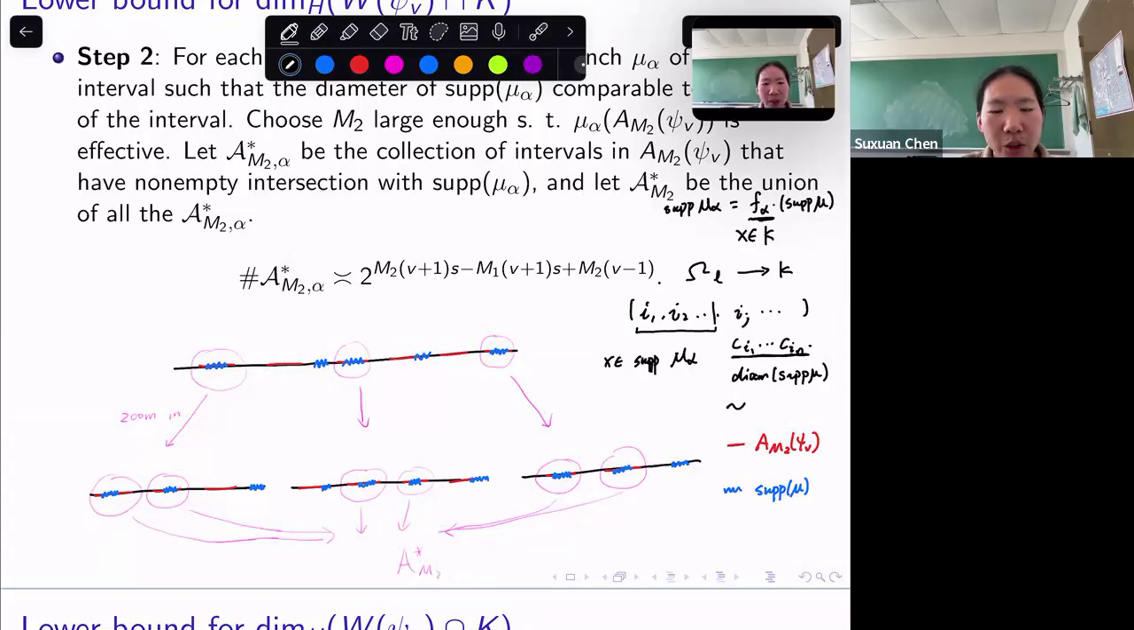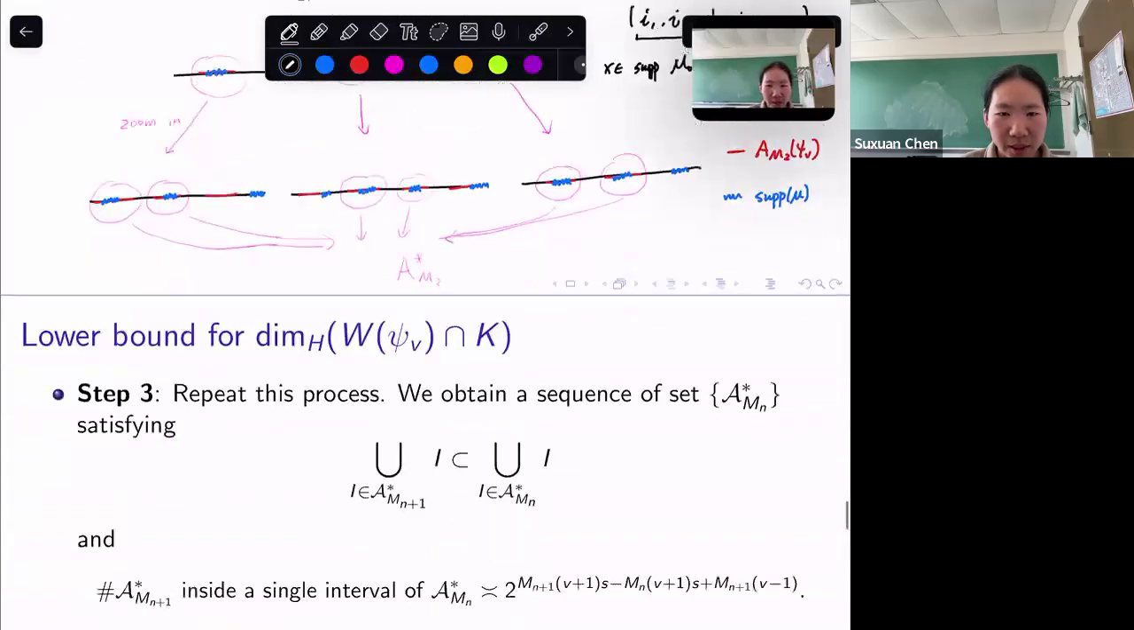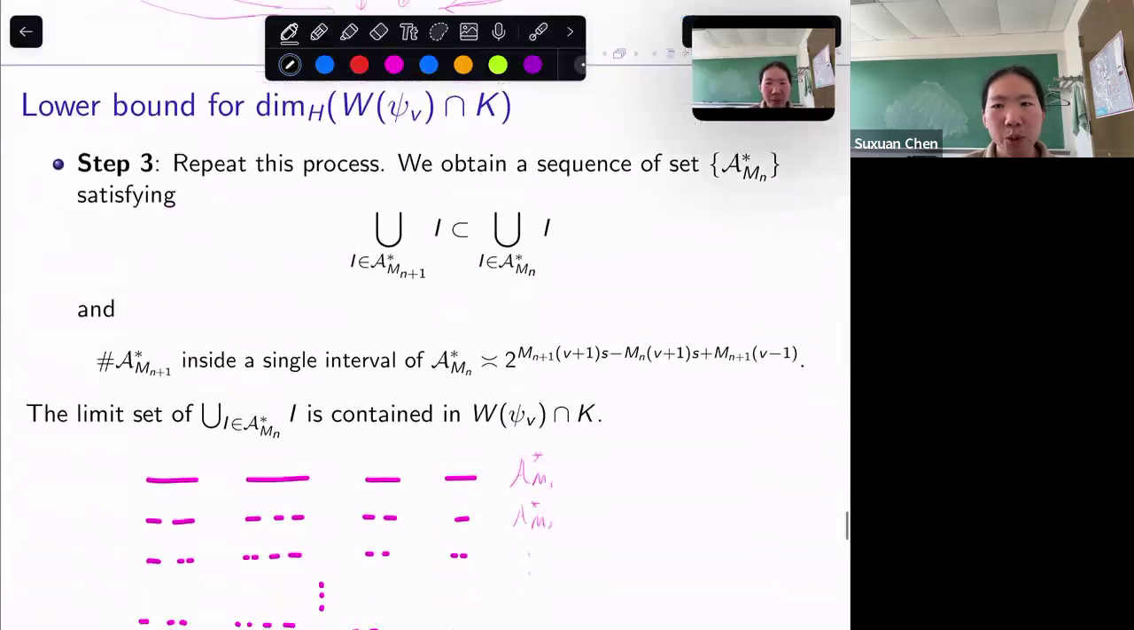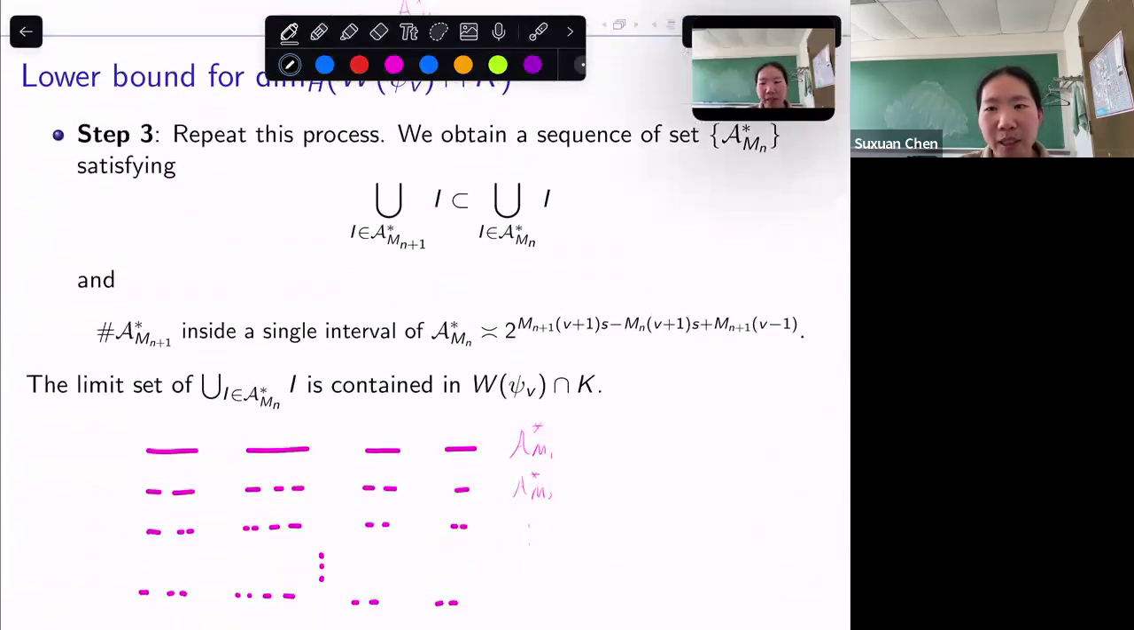So we choose these good intervals in A_M2 psi v and collect them to get the new collection of intervals A_M2 star. Sorry, A_M2 star. And then in step 3 we repeat this process, and we can obtain a sequence of A_Mn star. If we consider the union of the intervals inside A_Mn star, then it's a decreasing sequence.